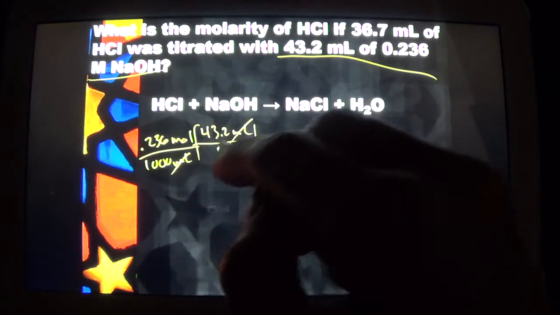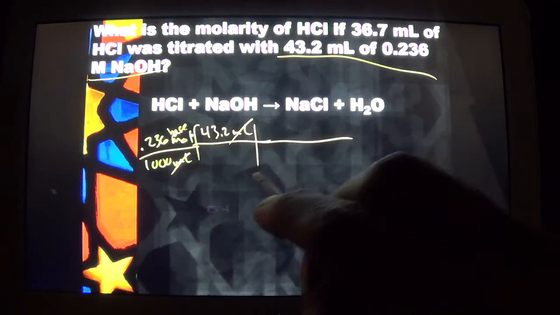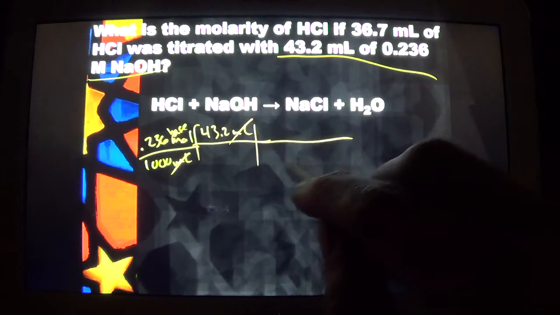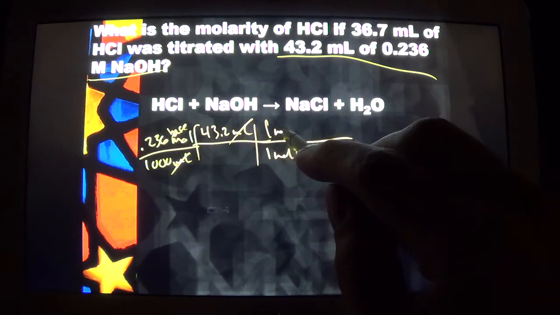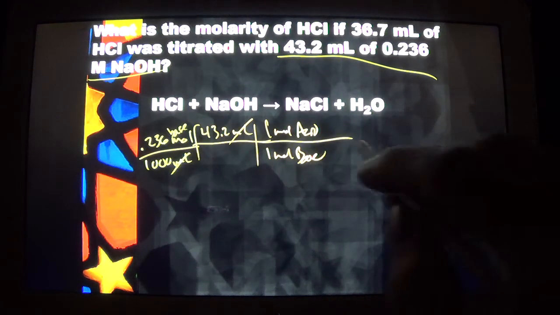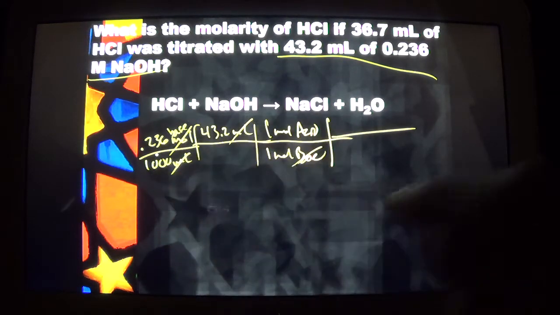Oh, look, milliliters cancel, and I have moles of base. The sodium hydroxide is my base. I'm just going to write it that way. And according to our balanced equation, 1 mole of base is 1 mole of acid. So 1 mole of base can neutralize 1 mole of acid. And now I have moles of acid.